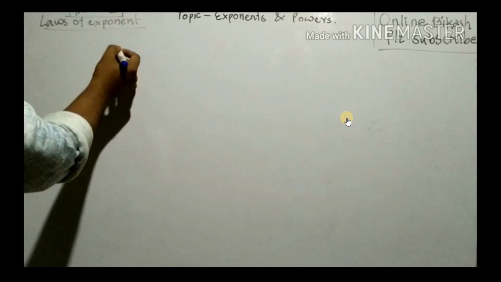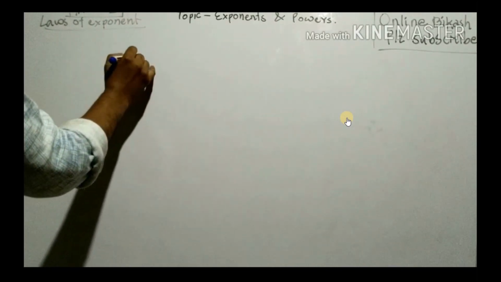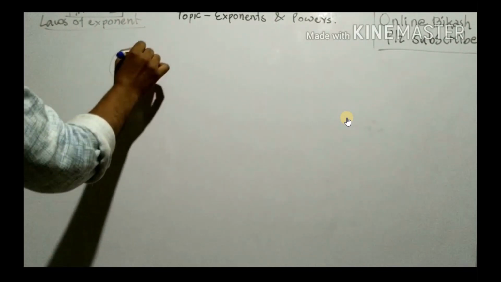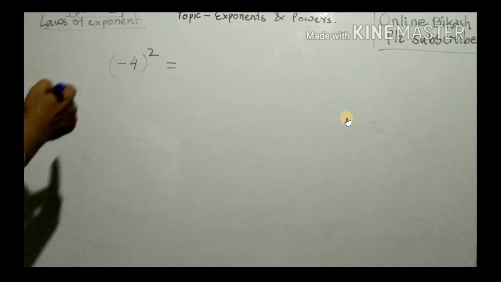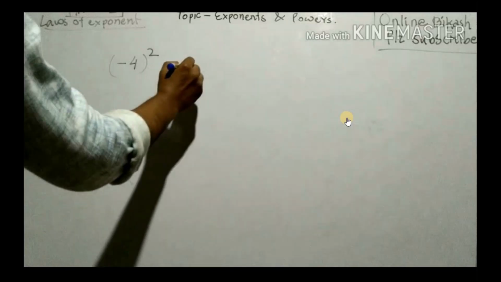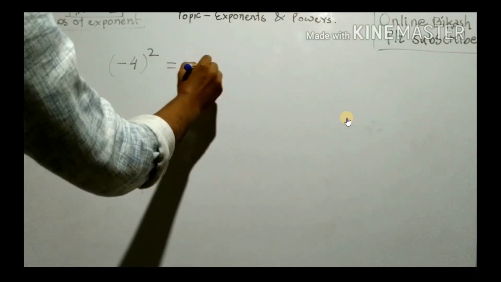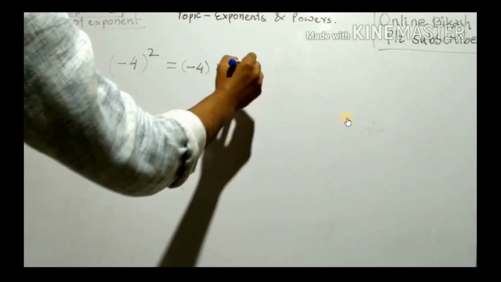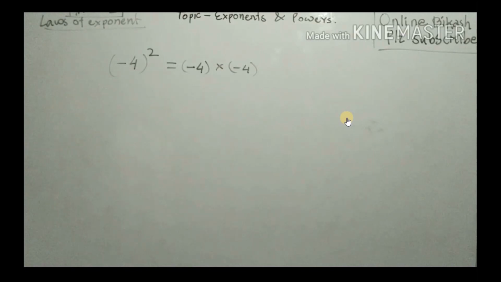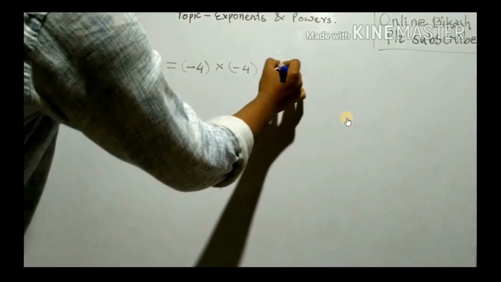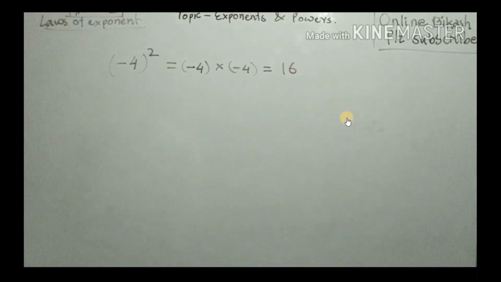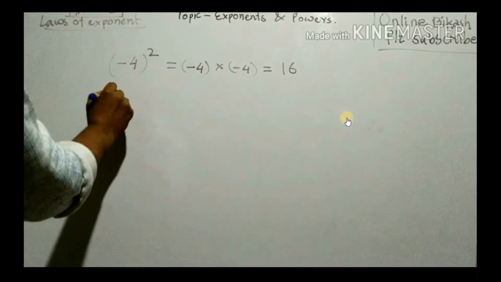Okay, now see this one. Say -4 squared. In case of a negative number, what would it be? In case of a negative number, -4 squared means what? -4 will be multiplied repeatedly 2 times. Is it clear? Now what will be the answer? Minus and minus, if you multiply them, will be plus. And 4 4s are 16.